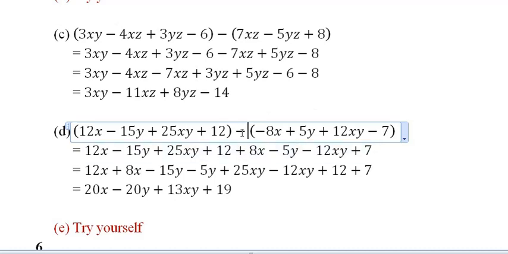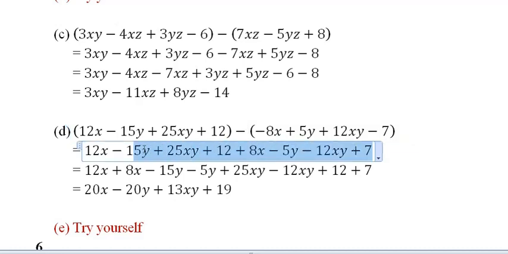That is minus into minus, it will be plus 8x, minus into plus 5y, it will be minus 5y, minus into plus 12xy, it will be minus 12xy, and minus into minus 7 will be plus 7. Okay, and you can arrange them in order and perform the mathematical operations.